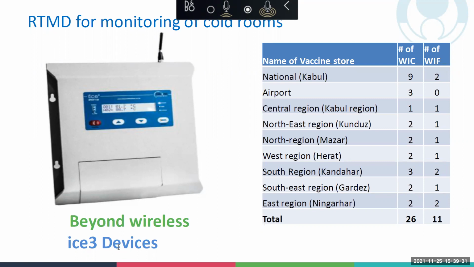This was during the winter period. Having said that, the country has remote temperature monitoring systems for monitoring the cold rooms. As you have been briefed, we have the national store and about 7 regions within the country supply chain where cold rooms and working freezers are installed, and a total of 21 Beyond Wireless ICE3 devices are also installed in these regions. Next slide.